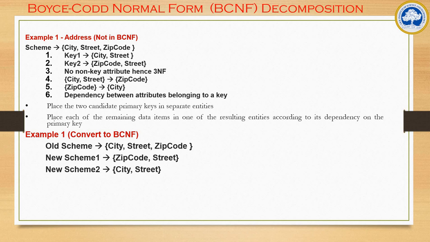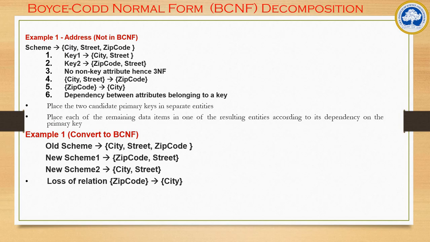For example, if we divide the schema like this, zip code and street as one table, and city and street as another table, what will happen? The relationship between the city and zip code is going to be lost, because the zip code, that is the pin code, is always the determinant. City is always dependent on the pin code only. If you divide into these two schemas, obviously this data is going to be lost. So that is the wrong thing. We are losing the relation between zip code and city.